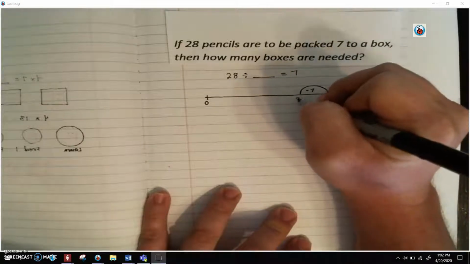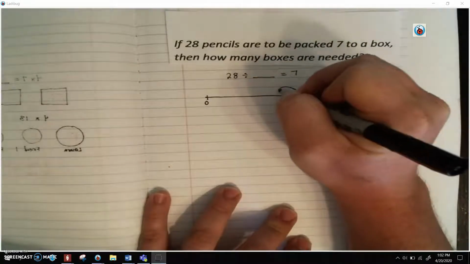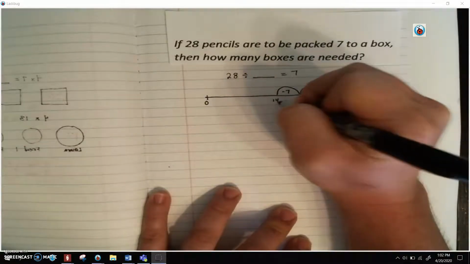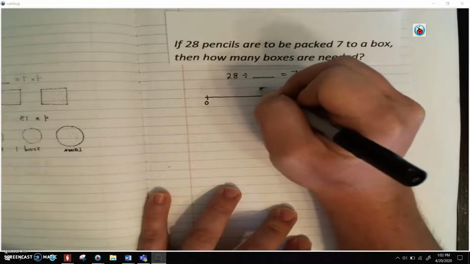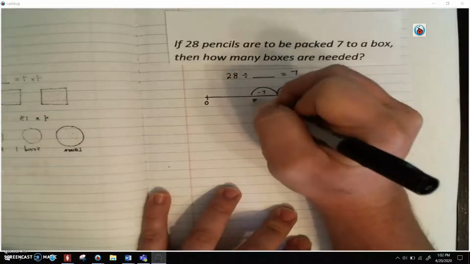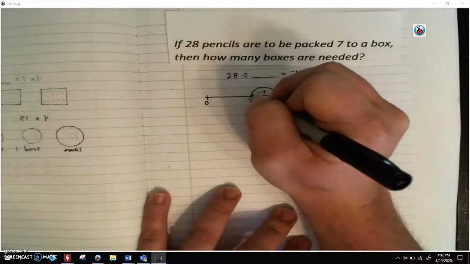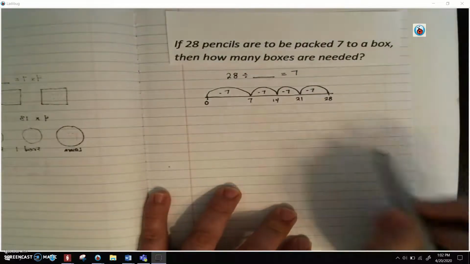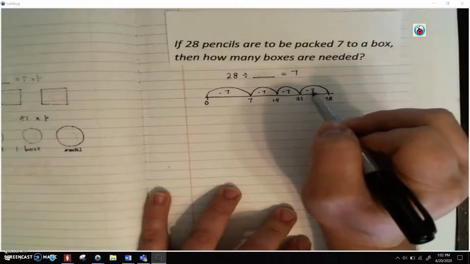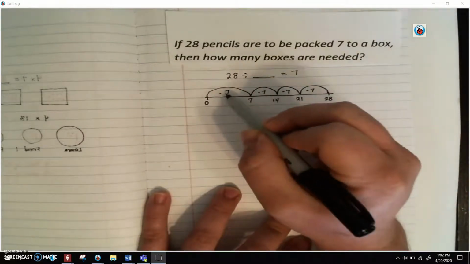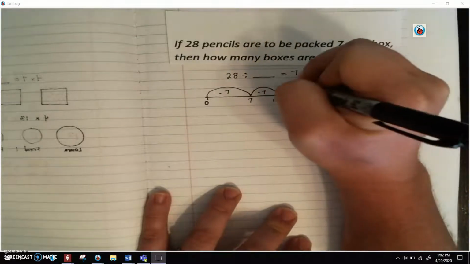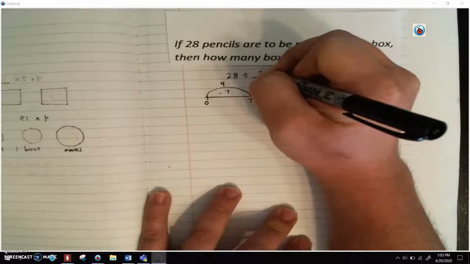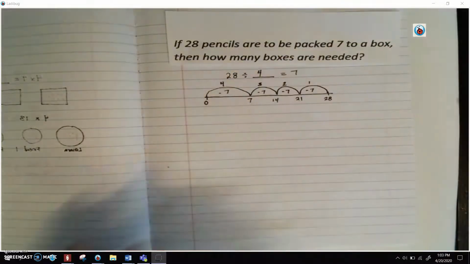28 minus 7 is 21. I'm going to minus 7 again. 21 minus 7 is 14. Still not at 0. 14 minus 7 is 7. And 7 minus 7 would be 0. So now I just need to count how many boxes this would be. If there's 7 in here, 7 in here, 7 in here, and 7 in here, that would be 1, 2, 3, 4 boxes. So my answer would be 4.